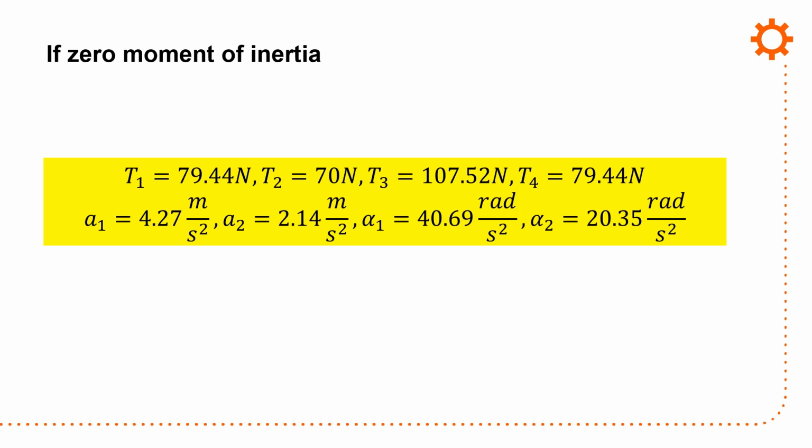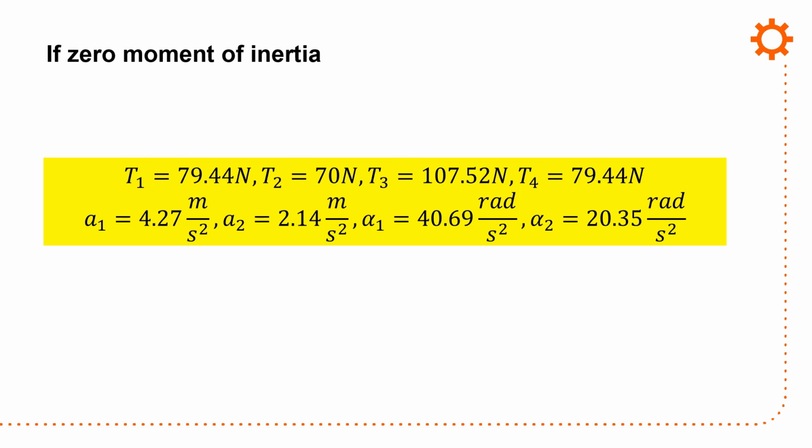If I had zero moment of inertia, T and T2 would be the same, so it's 70 newtons, and T1 and T4 are the same, which are 79.4 newtons. The only one that's different between the forces is going to be T3, which is 107.52 newtons. A1 is 4.27 meters per second squared. A2 is 2.14 meters per second squared.